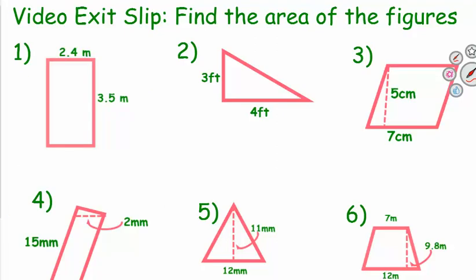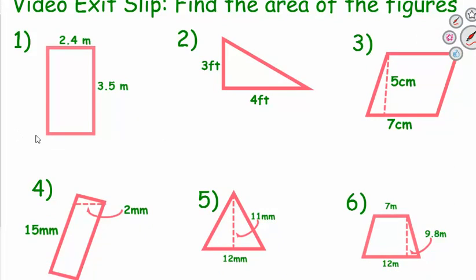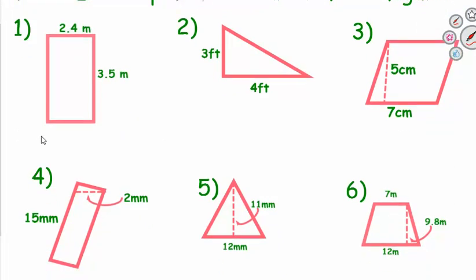All right, so here is your exit slip on the back of your paper. Turn your paper over, and I want you to do these 6 problems. The very first thing you need to do, number 1, is you need to look and decide what shape it is. Once you know the shape, then you follow the formula. You have to know the shape first though, okay? So figure out the shape first, then follow the formula. All right, I'll be looking to see this tomorrow.